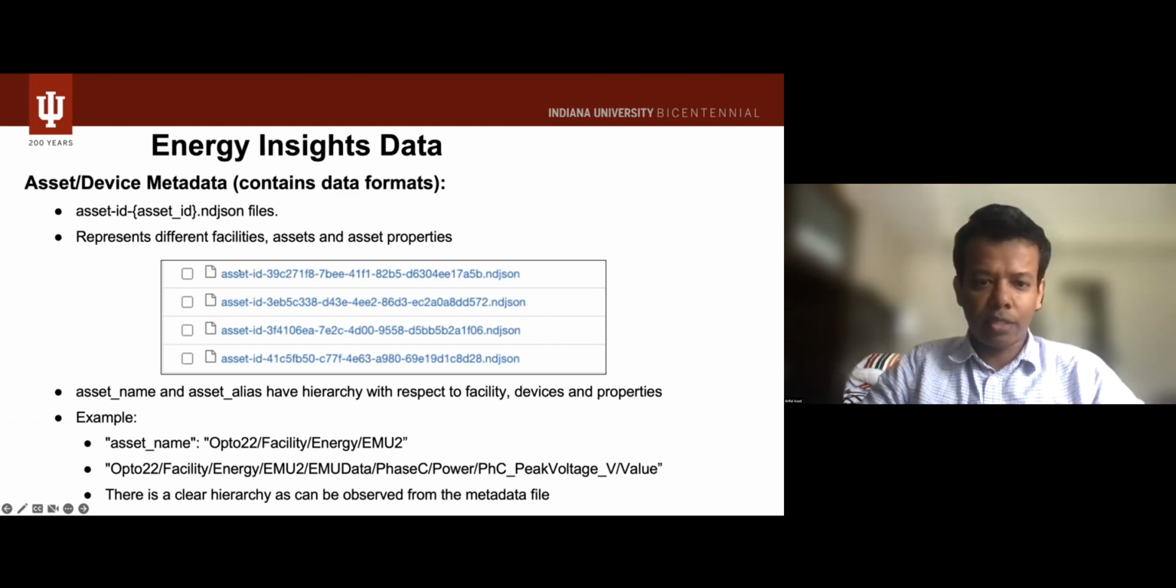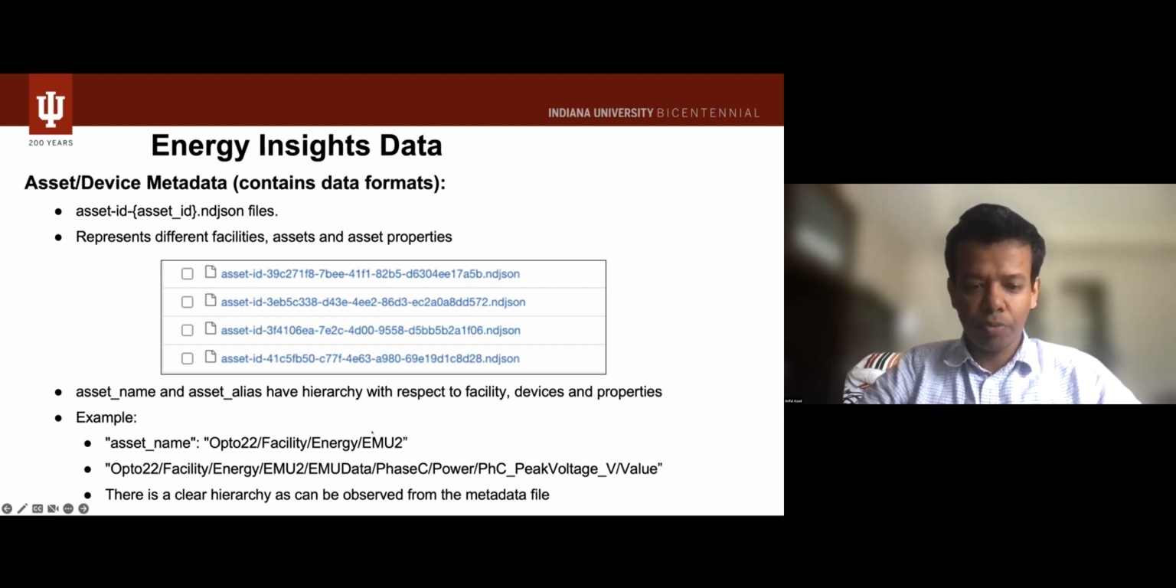For example, this is one example: asset ID, and then a particular asset, and we have a JSON file, and in that file we have different properties of that particular device. Here is one example. Suppose we are talking about asset name EMU2, which is part of a hierarchy up to 22, facility, energy, and EMU2. And then for this particular asset, this metadata file will say what type of values, what type of time series we can get from this particular device.